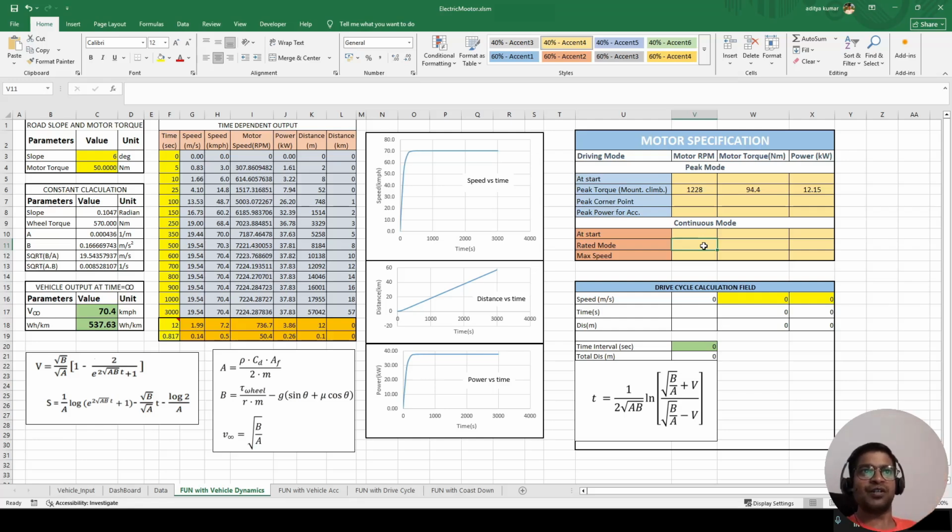What is the rated mode? It is when we are going on a continuous inclined road whose inclination is 5 degrees at some constant speed, for example 60 kmph or 70 kmph. Then we can find the corresponding torque and RPM pair. So that is what we are going to do.